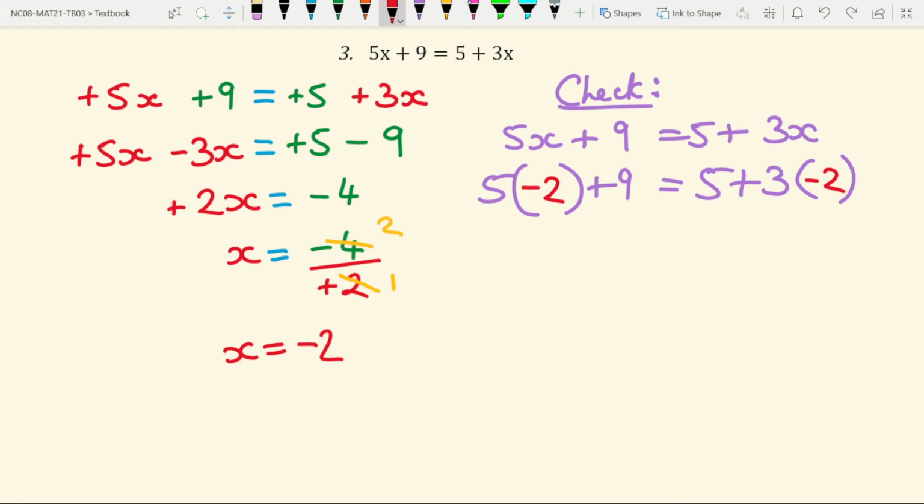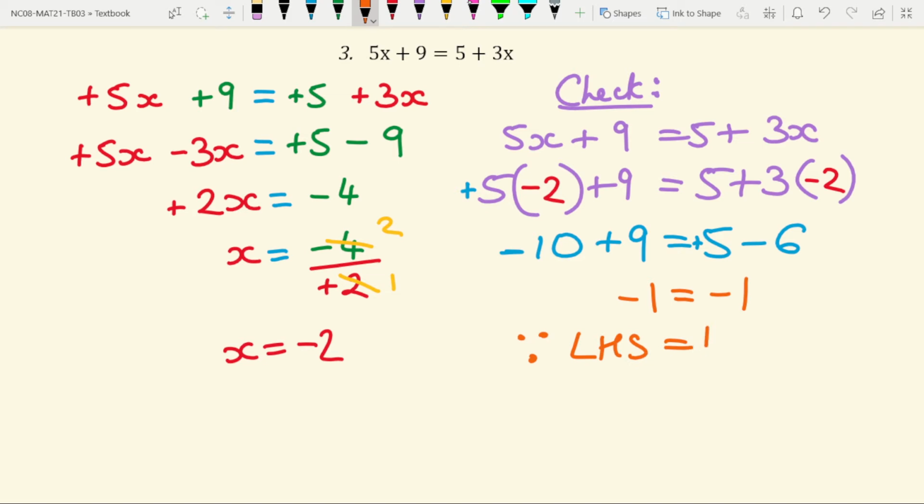So let us solve it now. The symbol here is plus. Plus into minus is nothing but minus. 5 twos are 10, and plus 9 as it is. Here it is plus 5 as it is. Plus into minus is nothing but minus, 3 twos are 6. So minus 10 plus 9. Minus 10 plus 9 is nothing but minus 1, equal to plus 5 and minus 6, which is nothing but minus 1. Because LHS is equal to RHS, the result is verified.